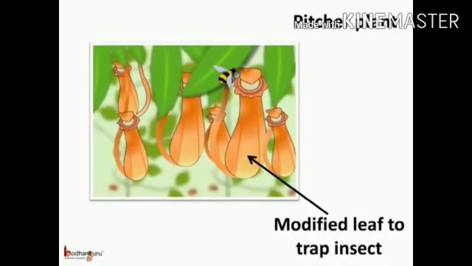The pitcher plant is another insectivorous plant, and the leaves in the case of the pitcher plant are modified to form tube-like structures with hair, and this is used to trap insects.